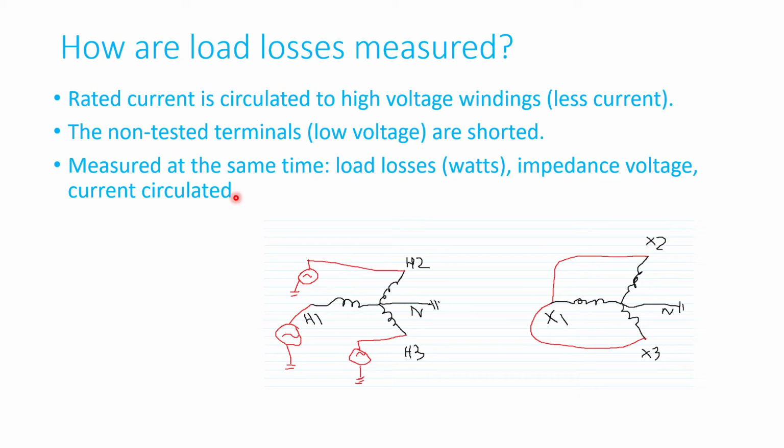Sometimes they cannot apply the full rated current. They might apply a value that's less than the rated current, but then there are formulas you can use to scale up to the rated current, and then you calculate the load losses and everything else based on the ratio between the rated and the actual applied or circulated current.